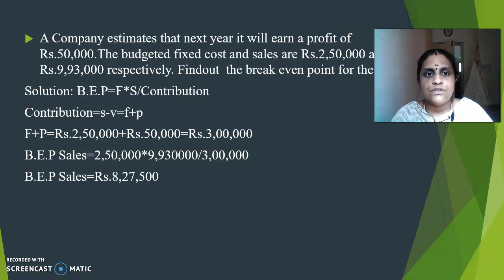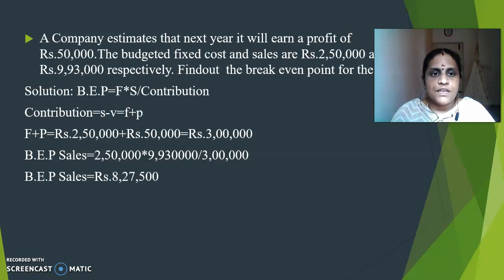The fixed cost value is rupees 2,50,000. The company will earn a profit of rupees 50,000. So, contribution is rupees 3 lakhs. Now we have to find out the break-even sales. The formula for break-even sales is fixed cost multiplied by the sales divided by contribution.